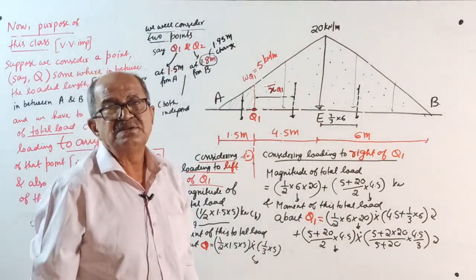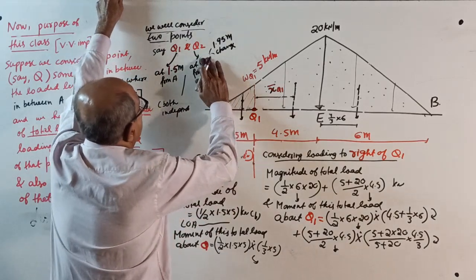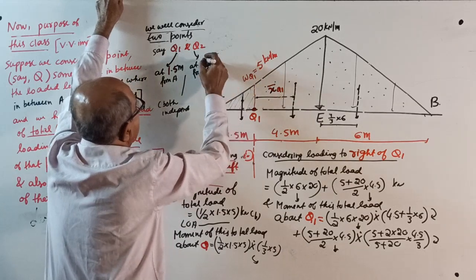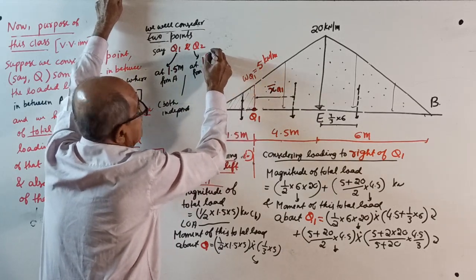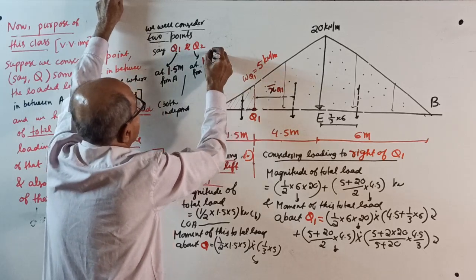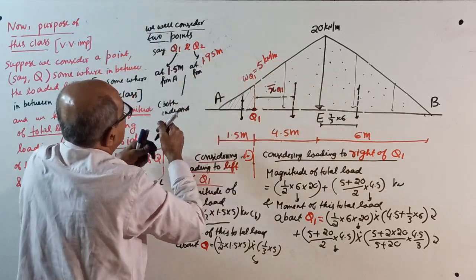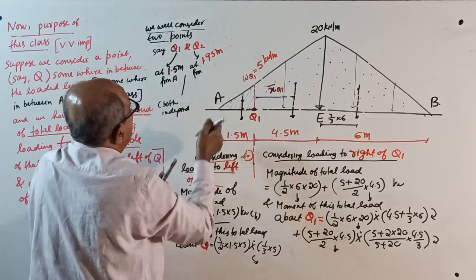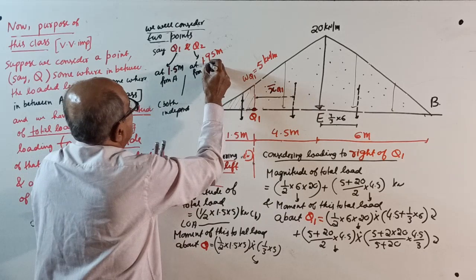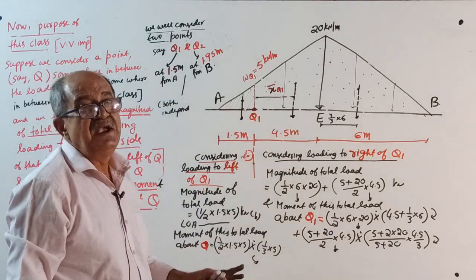Both are round numbers. I want decimals. So I am changing. The second point is not 1.8. You change the second point to 1.95 meter. I want a fraction meter from B. I want 1.95 meter from B. Second point from B. Both you should take independently.